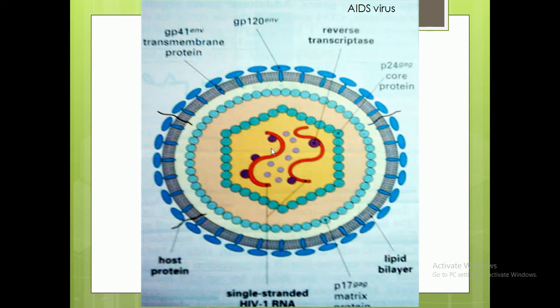And this is the structure of the AIDS virus. It consists of the bilayer envelope, and these are the knobs, and this is the core, and this is the RNA virus, and this is the reverse transcriptase enzyme.